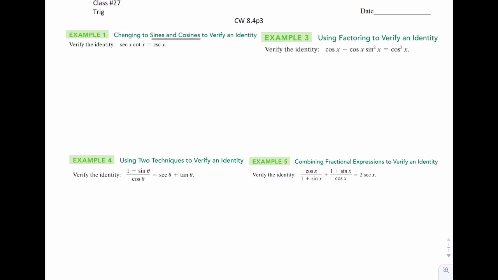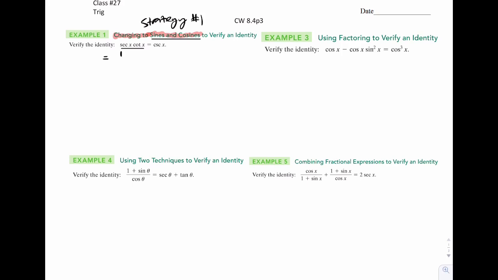So first, everyone highlight right over here, changing to sines and cosines. That's going to be strategy number 1. That's a good idea in general whenever you're working with pretty much any identity. So here, let's pick the left side, like that, and let's just change it all in terms of sine and cosine.